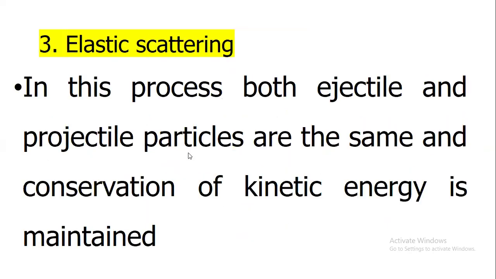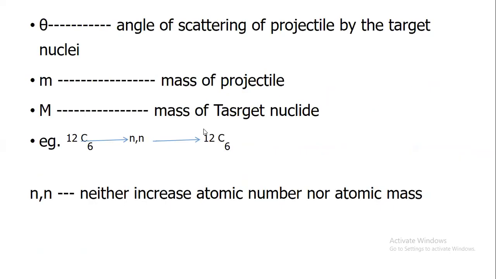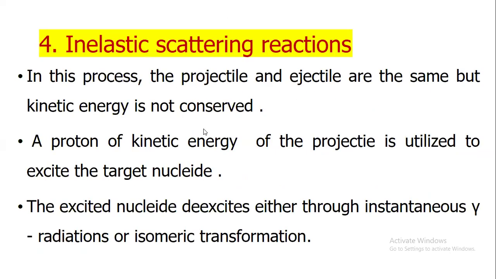Elastic scattering. In this process, both ejectile and projectile particles are the same and conservation of kinetic energy is maintained. For example, kinetic energy of projectile plus kinetic energy of target nuclei equals kinetic energy of ejectile. In inelastic scattering, the projectile and ejectile are the same, but kinetic energy is not conserved.